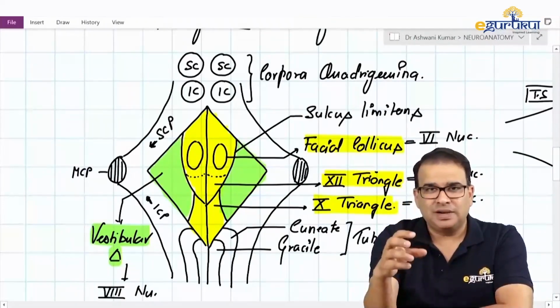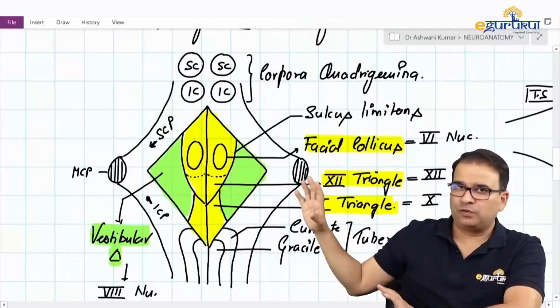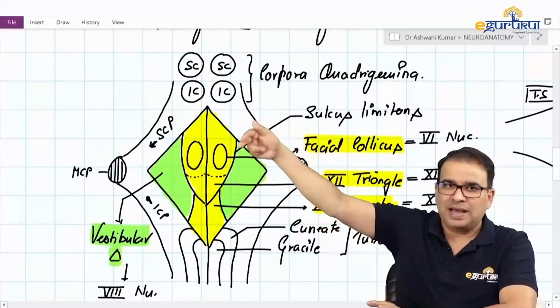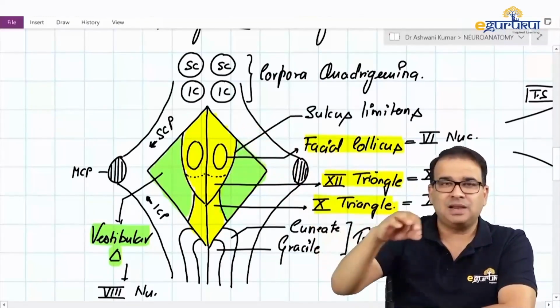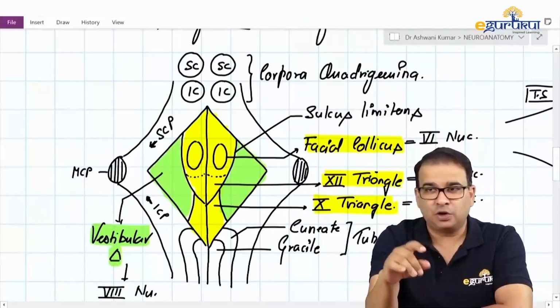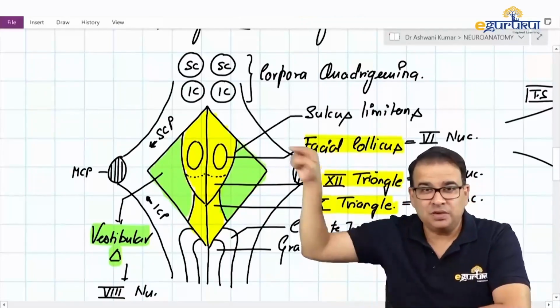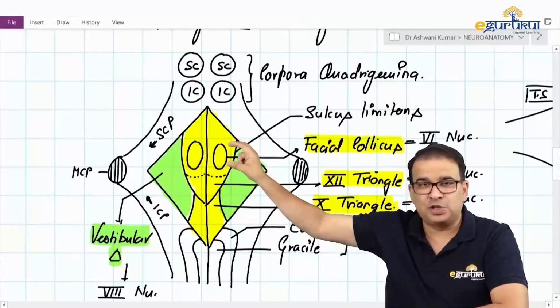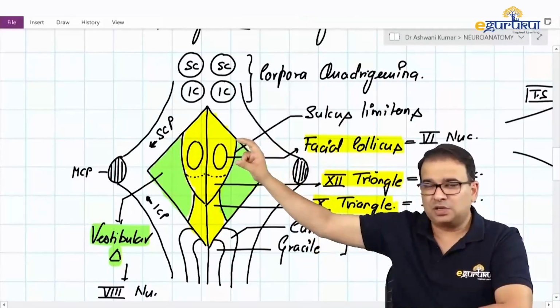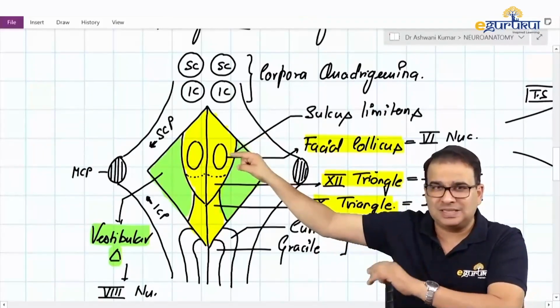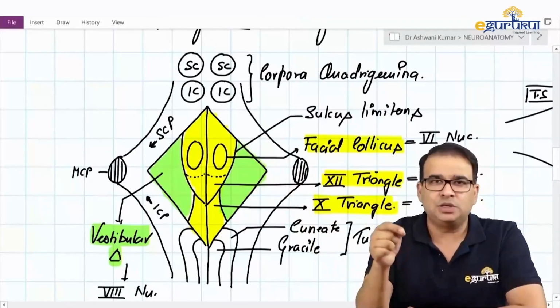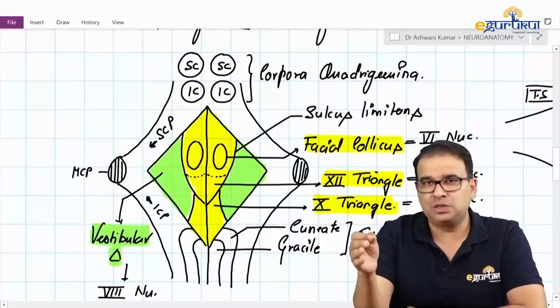The very next year, they gave the same picture of the floor of the fourth ventricle. They again put the arrow on the facial colliculus, but this time the language of the question was completely different. The question this time was: injury to the structure producing the following elevation. Look at this one, the facial colliculus. Injury to the structure producing the facial colliculus, or producing this elevation, will lead to paralysis of which muscle?